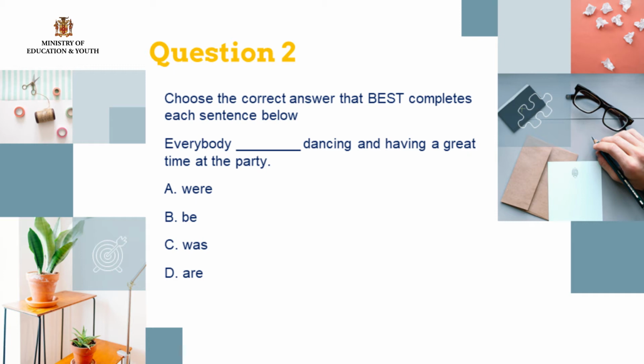Now, based on the context, we see that this party took place in the past. So, that would leave out two options, are and be. Everybody are dancing and having a great time at the party. Everybody be dancing and having a great time at the party.